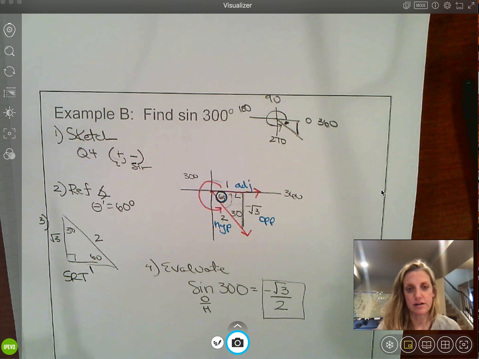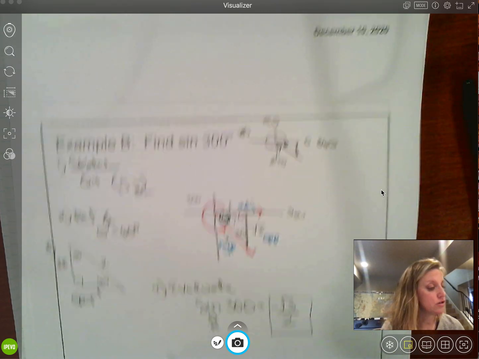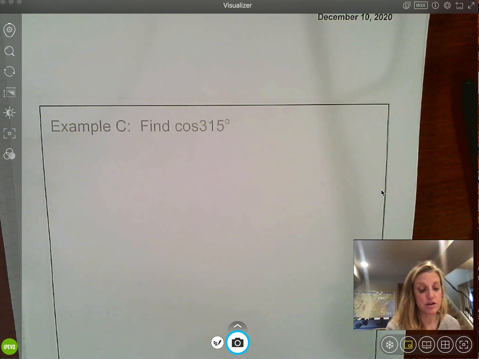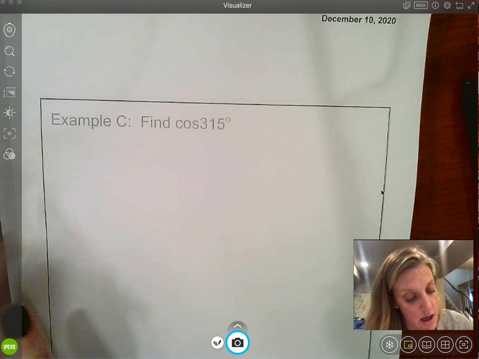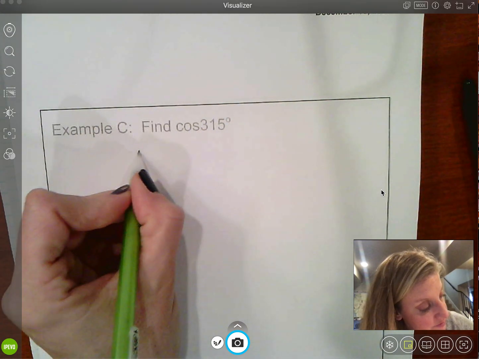There's a lot there. You will get faster at these as you do them. All right, they will get much, much easier. Right now it feels kind of clunky. You'll get better. Let's try another one. Here's a cosine this time. All right. Cosine of 315 degrees.